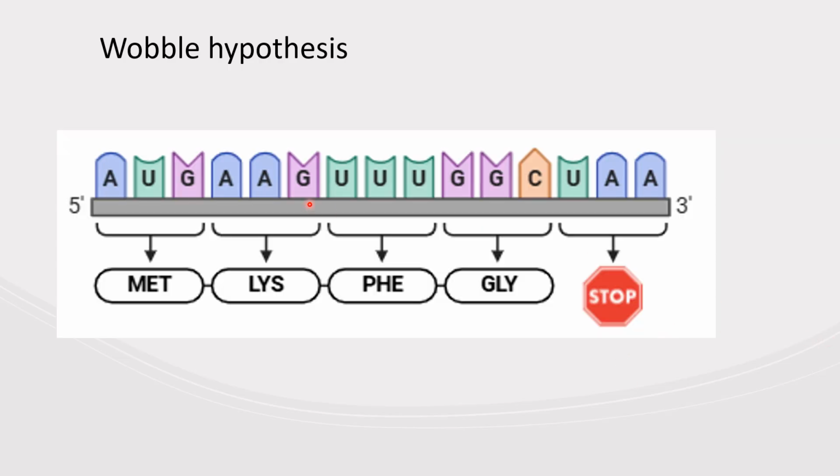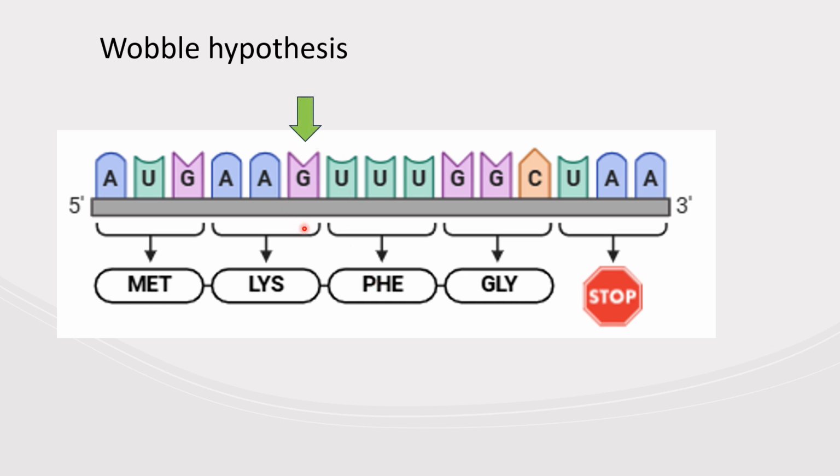See, this is the wobble hypothesis. AUG codes for methionine. AUG is the starting codon which will code for the amino acid methionine. AAA codes for lysine. UUU codes for phenylalanine. So we have all these codons which are coding for these particular amino acids.